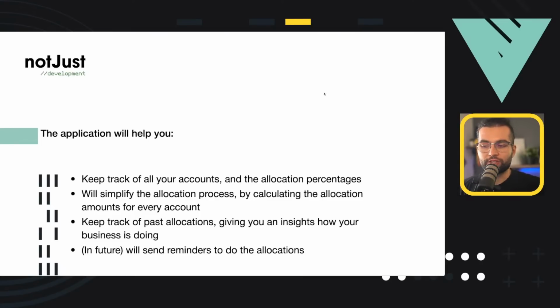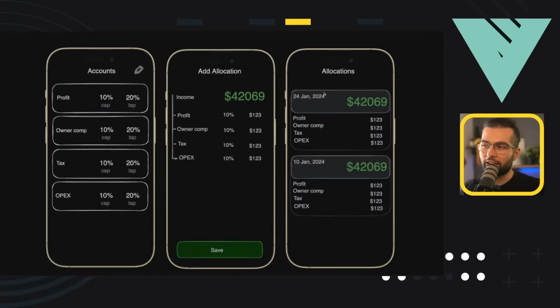And in future, it can also send reminders, push notifications to remind you to do the allocations. From the UI perspective, here are some simple mocks that I created. The first page is going to be the accounts, where you're going to set all your accounts. Then you're going to be able to add an allocation, and here you're only going to have to input the income, and then based on the percentages that you have for all accounts, it's going to automatically display how much you have to send to those accounts.